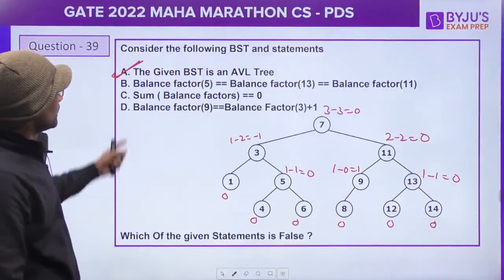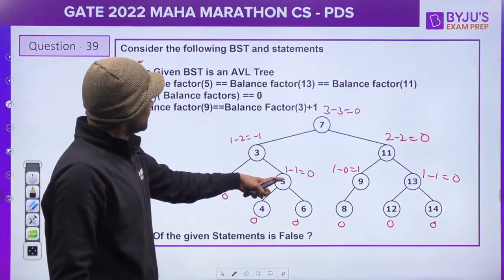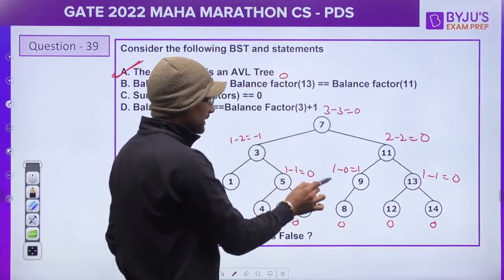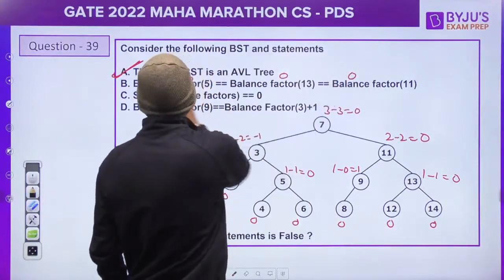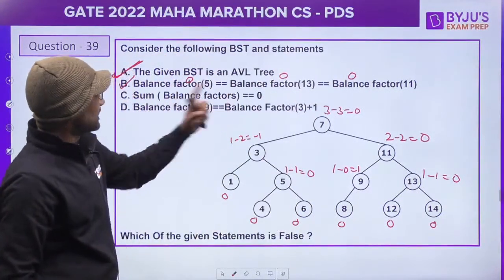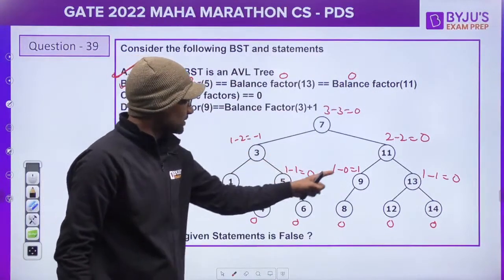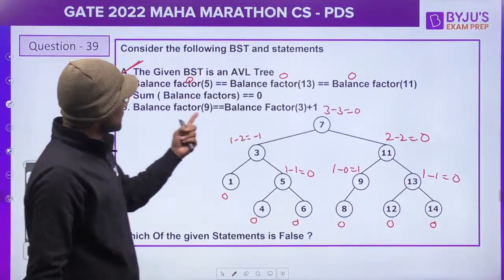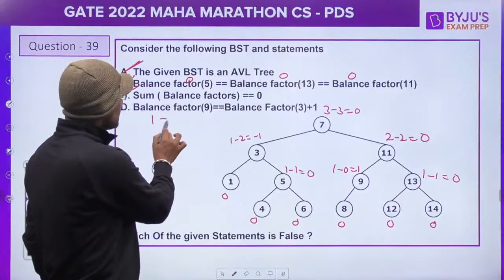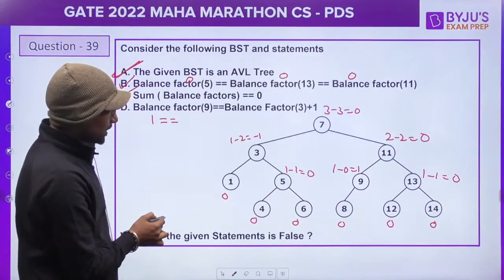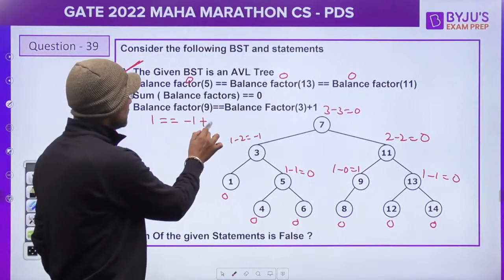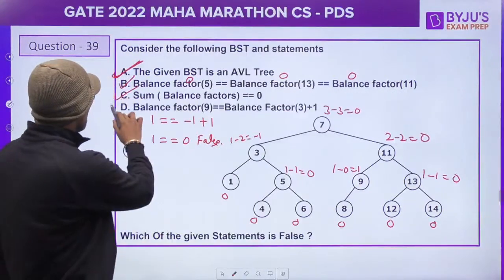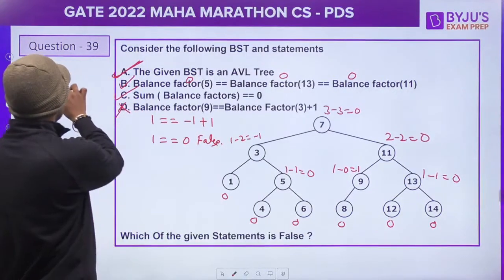Balanced BST. Now, balance factor of 5 equals balance factor of 13, equals balance factor of 11. Yes, correct. Sum of balance factors equals 0. If you sum all the balance factors, it is 0. Balance factor of 9, is it equal to balance factor of 3? 1 equal to 0? False. So option D is the false statement.